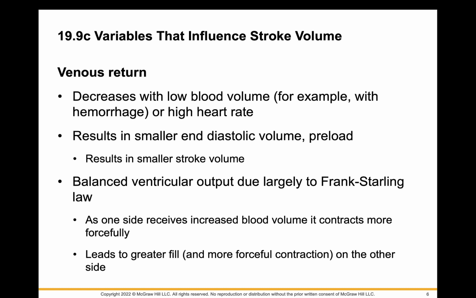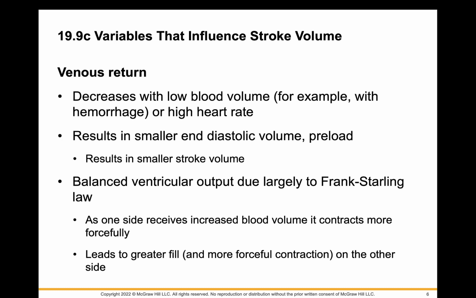Now, when we look at venous return, there are some things that are going to have a negative impact on venous return. Let's think of someone that has a low blood volume. This could be due to a hemorrhage. This could be due to dehydration. It also could be due to a high heart rate in which we're not getting as good ventricular filling. This basically results in a much smaller end diastolic volume, so preload is decreased. As a result of that, we're going to have a smaller stroke volume.